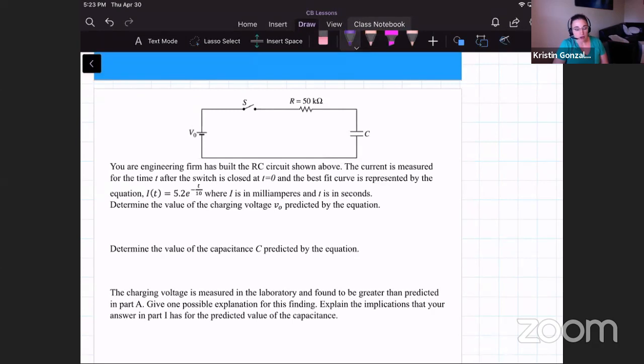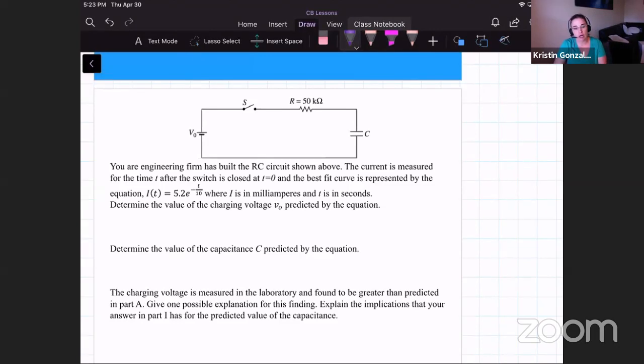And we're an engineering firm that has built the circuit, and the current is measured for the time after the switch is closed at t equals 0, and the best fit curve is represented by the equation I as a function of time is equal to 5.2 e to the negative t over 10, where I is in milliamps and t is in seconds. So we want to determine the value of the charging voltage predicted by the equation. So what would that charging voltage V naught be given this equation?